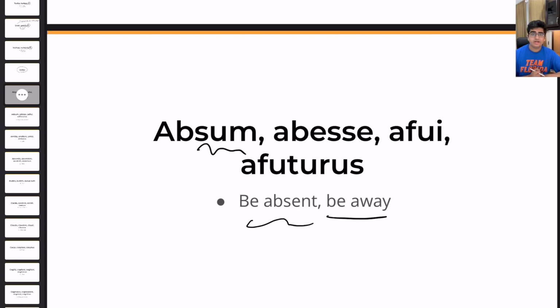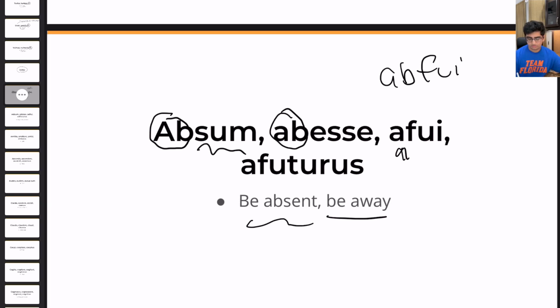But one more thing I want to look at are the principal parts here. Notice how it's absum, then abesse. You lose the B in afui. There is nothing called abfui. It is afui and afuturus. So you tend to see this a lot in compounds of sum, be it absum or anything else. That's why it's really important to know your principal parts. You just can't play the pattern game sometimes with these compound verbs.